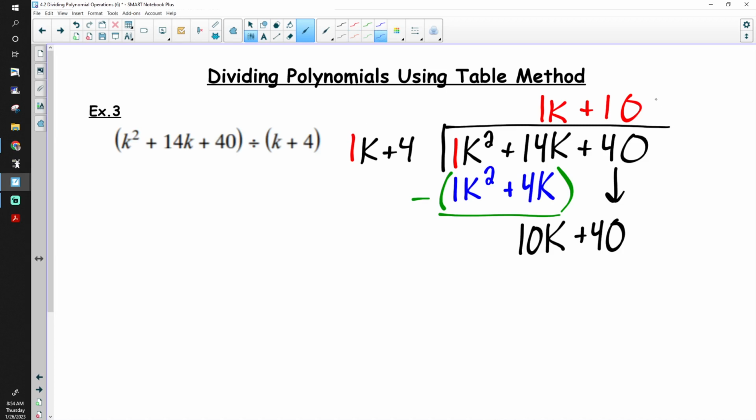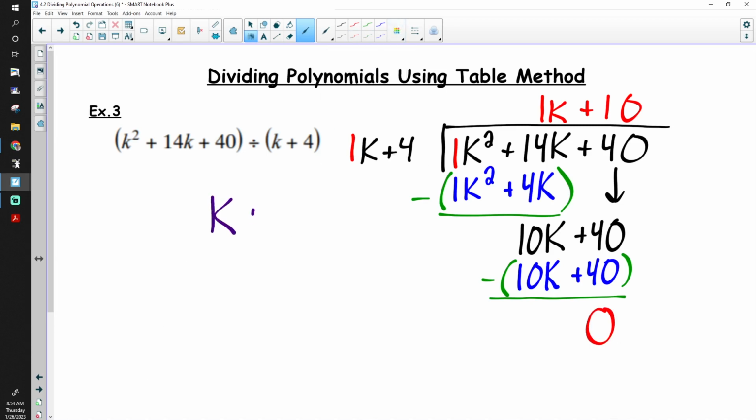Okay, so we got 10 times 1k, gave me 10k. 10 times 4 gave me 40. And subtract. 10k minus 10k cancels. 40 minus 40 cancels. So I have a remainder of 0. So my answer is k plus 10.